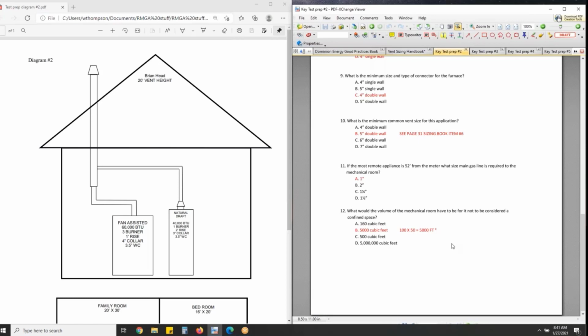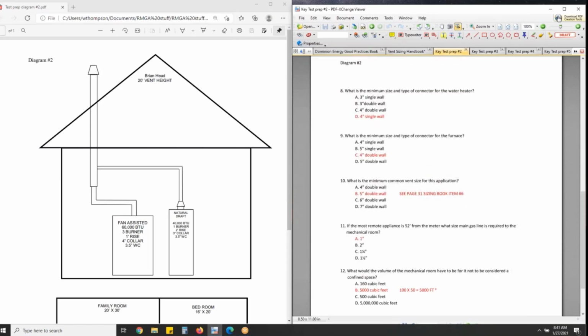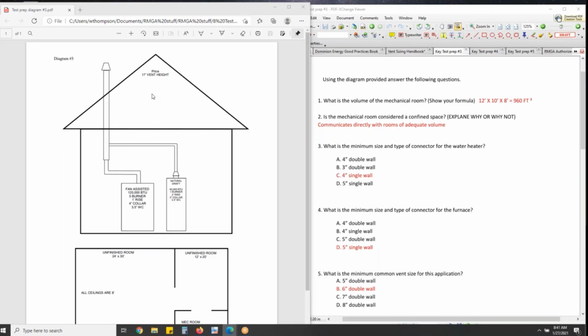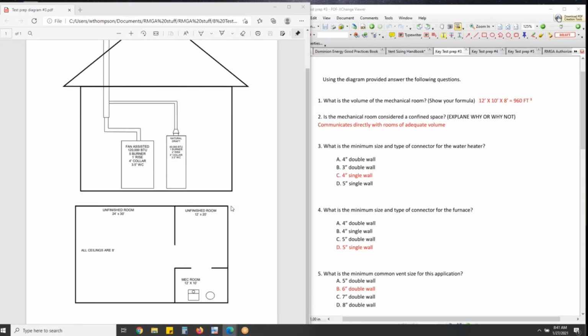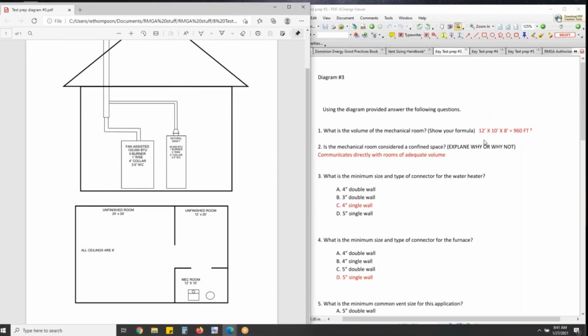All right, anything we need to go over on that one? Everyone good with that? Okay, so in this diagram, we're in Price, we've got our vent heights, we've got everything we need to know. Volume of the mechanical room, 12 by 10 by 8, 960 cubic feet. Is the mechanical room considered a confined space? Explain why or why not.